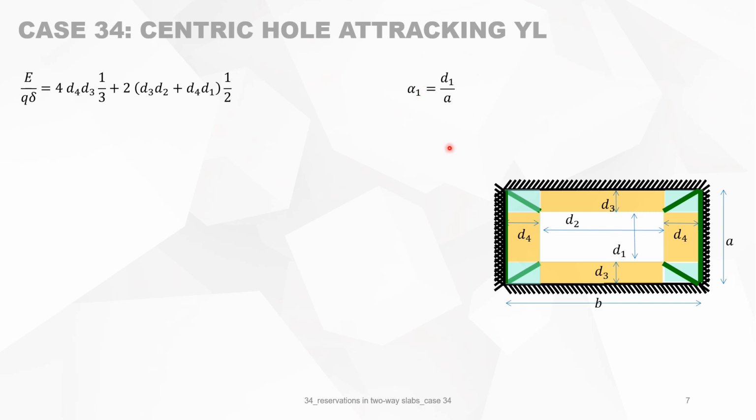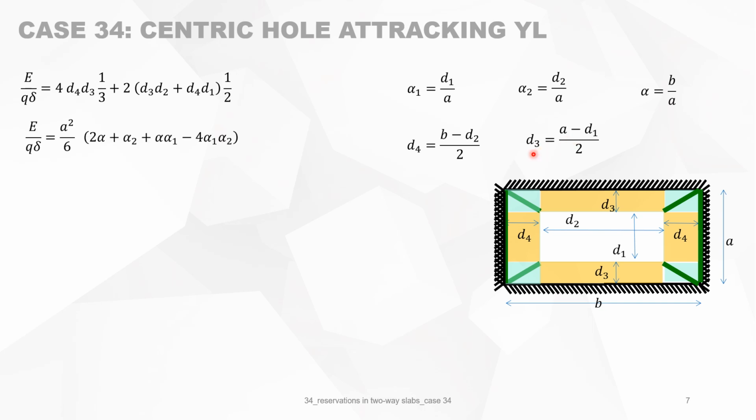We use dimensionless parameters. So alpha 1 is equal to D1 divided by A. Alpha 2 is D2 divided by A, and so on. And alpha is B over A. Of course, because it's centric, D4 is a function of B and D2, and D3 is a function of A and D1. Then we can substitute those values in this formula, and we arrive at this expression. So E is a function of alpha, alpha 1, and alpha 2.